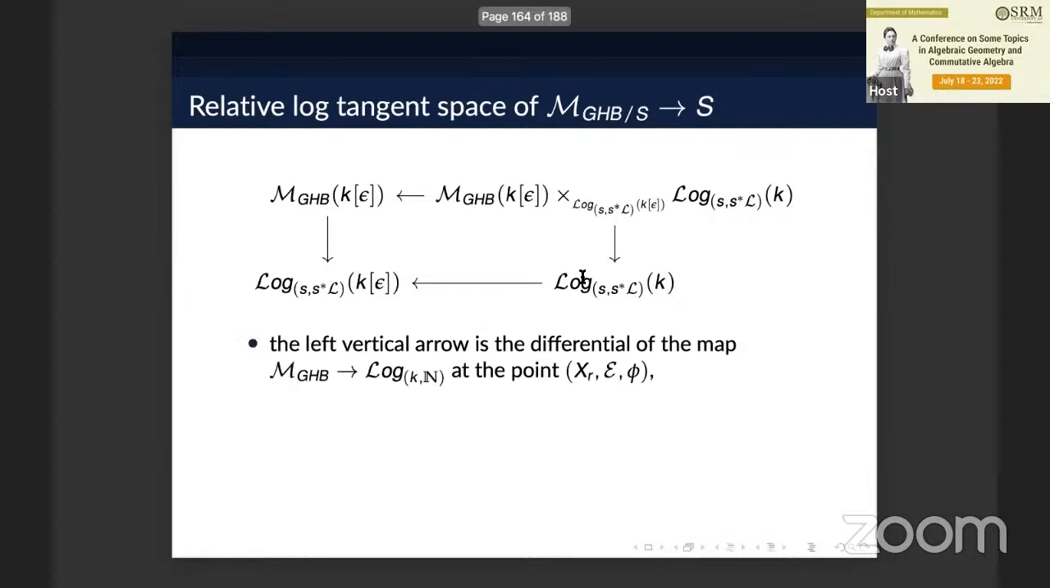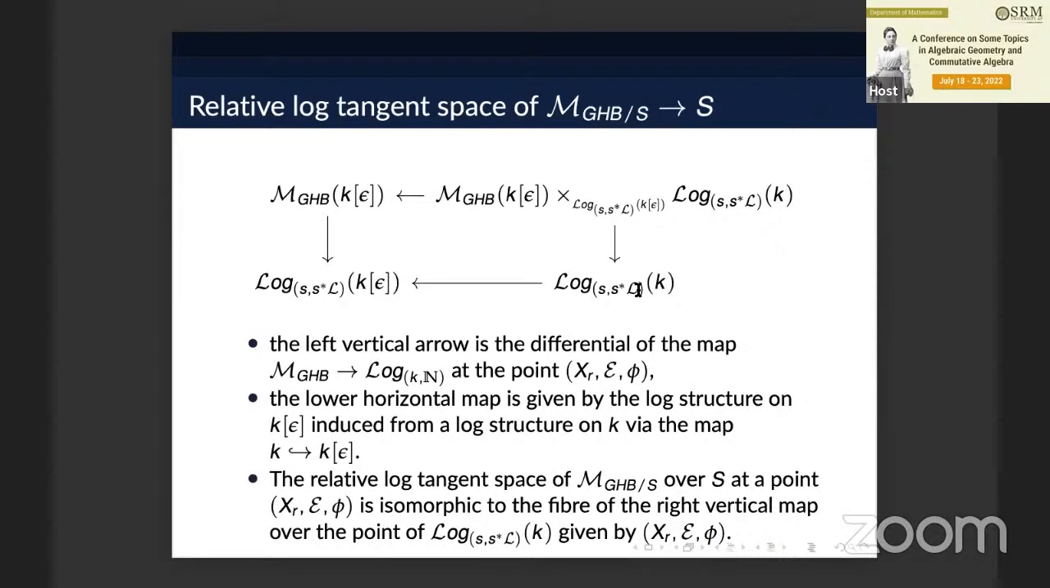Any Giesecke-Higgs bundle gives me a point here by Mochizuki's method, and then we can look at the map here. And if we take an infinitesimal deformation of that given Giesecke-Higgs bundle, it gives me a point here. I can look at this differential map. And the fiber product is basically an element here and an element here, which maps to the same object. So the relative tangent space of our moduli space over S at a given Giesecke-Higgs bundle is isomorphic to the fiber product of the right vertical map over a given point of this stack given by the given Giesecke-Higgs bundle.